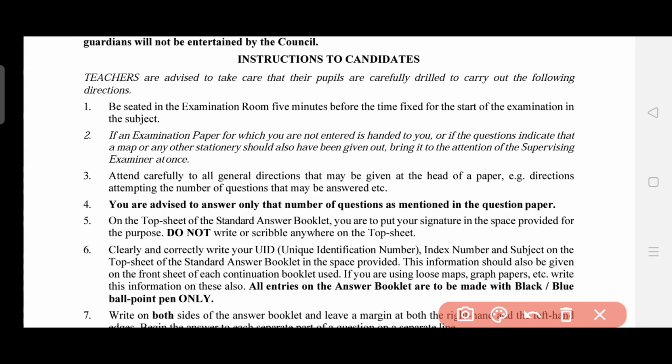The sixth says to clearly and correctly write your UID which you have got from your book. Don't make any mistake or any number mistake in that. That is very important because that is the thing in which your marks are getting uploaded. All entries on the answer booklet are to be made with a black or blue ballpoint pen only. It has been described not about any gel pen but about ballpoint pen only. So don't forget to take a blue or a black ballpoint. This is the most important thing.